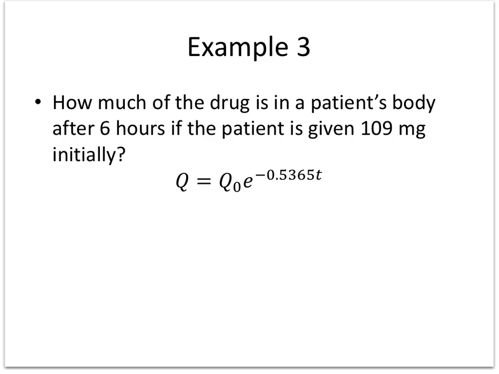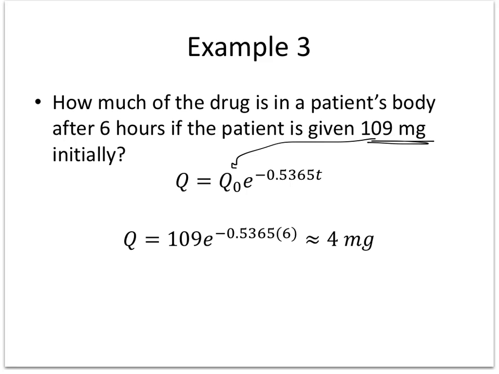So how much of the drug is in the patient's body after 6 hours if the patient is given 109 milligrams initially? Well, of course, this is my initial amount, and then that being time. And the reason this is like a huge decimal, this is an exact Wiley one, and it says round to the nearest integer. So be sure you're reading that, because if you get some of these wrong, it's just from rounding. So this would be how much it would be in the patient's body after 6 hours.